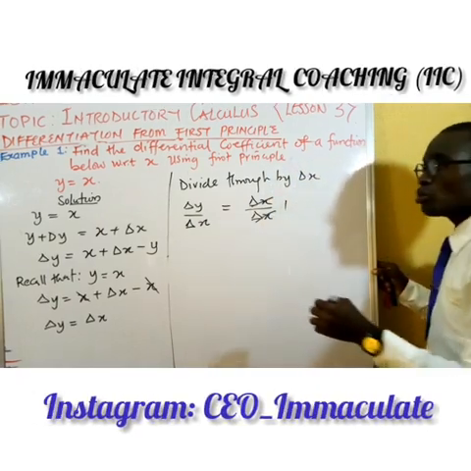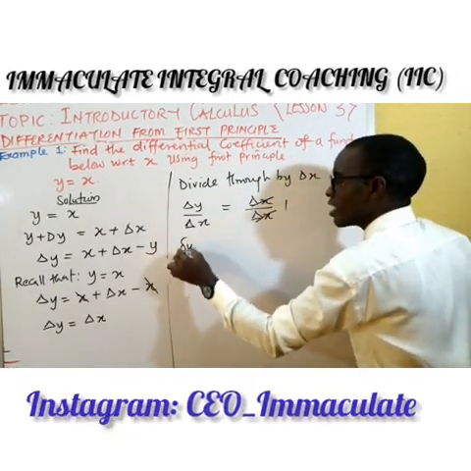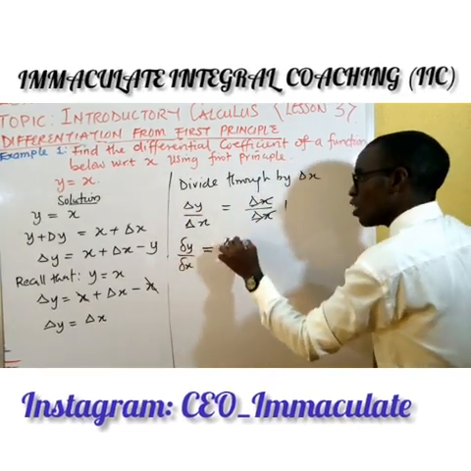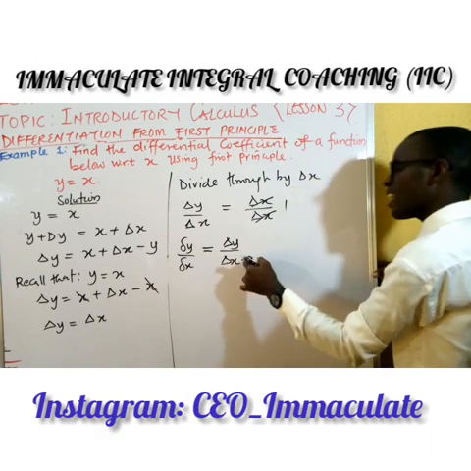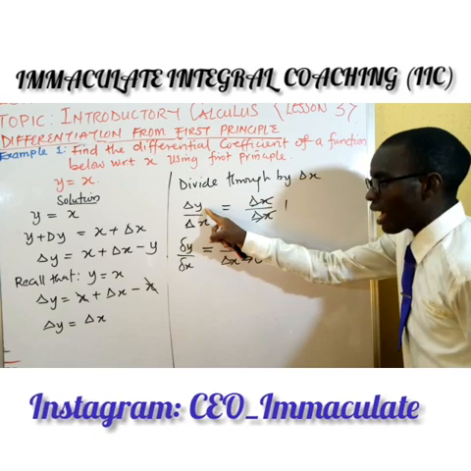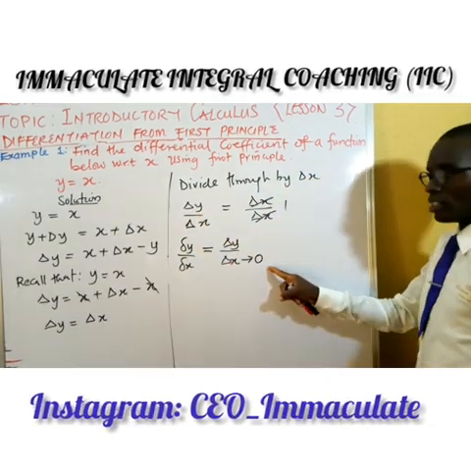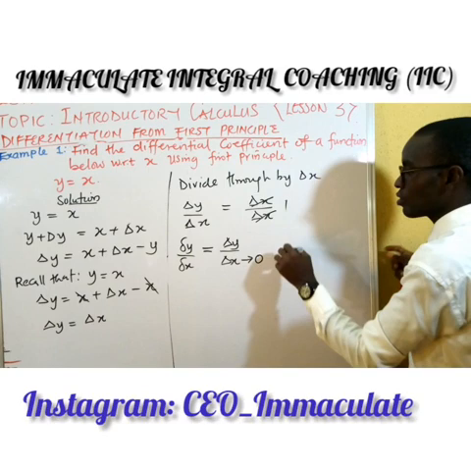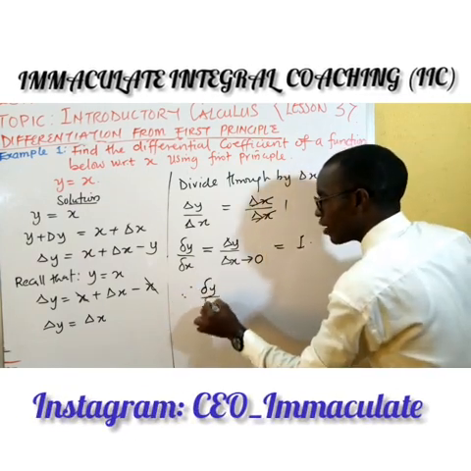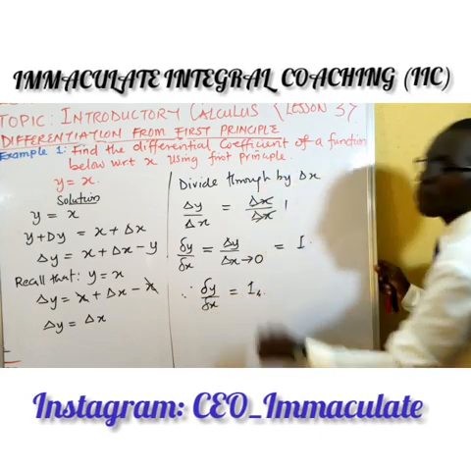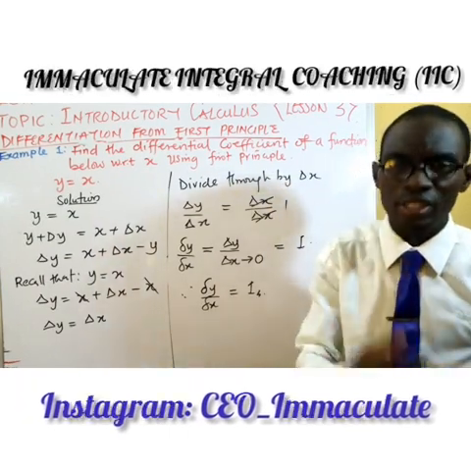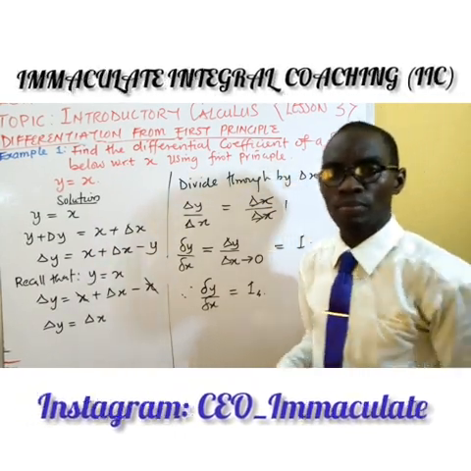So the next thing we're going to do is turn this to dy/dx, which is equal to δy over δx as δx tends to 0. We are finding the limit of this as δx tends to 0. We return to dy/dx, which is going to be what? 1. Therefore, dy/dx equals 1. I believe you understand this. So let's consider another example.